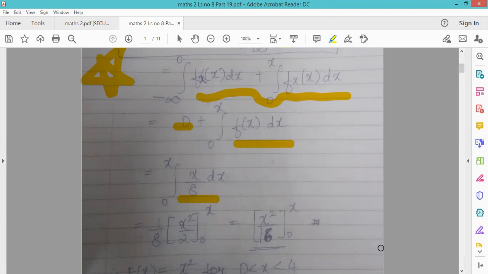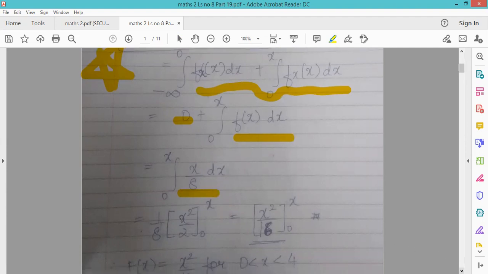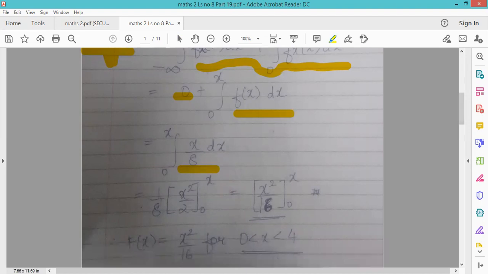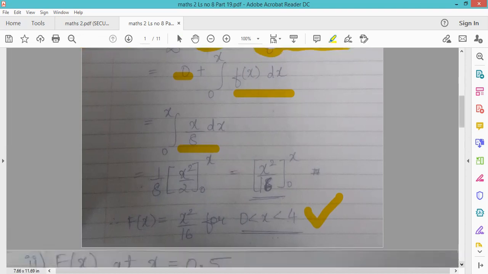So on integrating, 1 upon 8, I'll take outside as it is a constant. Integration of x is nothing but x square upon 2. So the integral gets transferred on the right hand side, 0 to x. So x square upon 16, 0 to x. So the expression of finding out F of x becomes like this. F of x is equal to x square upon 16 for 0 less than x less than 4.